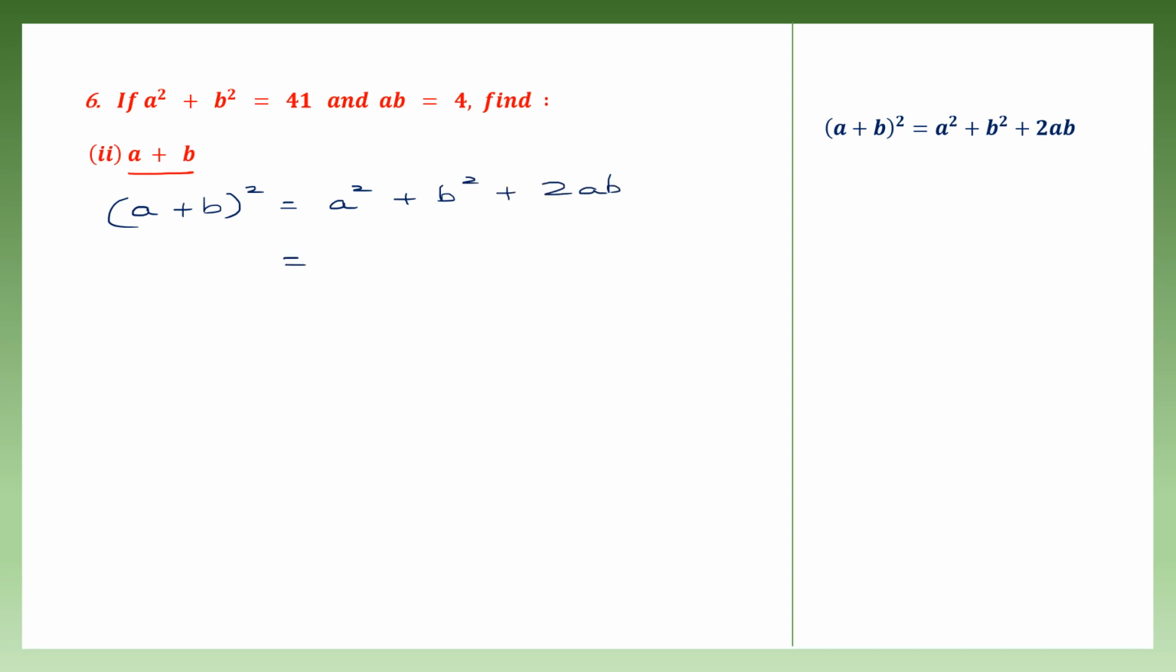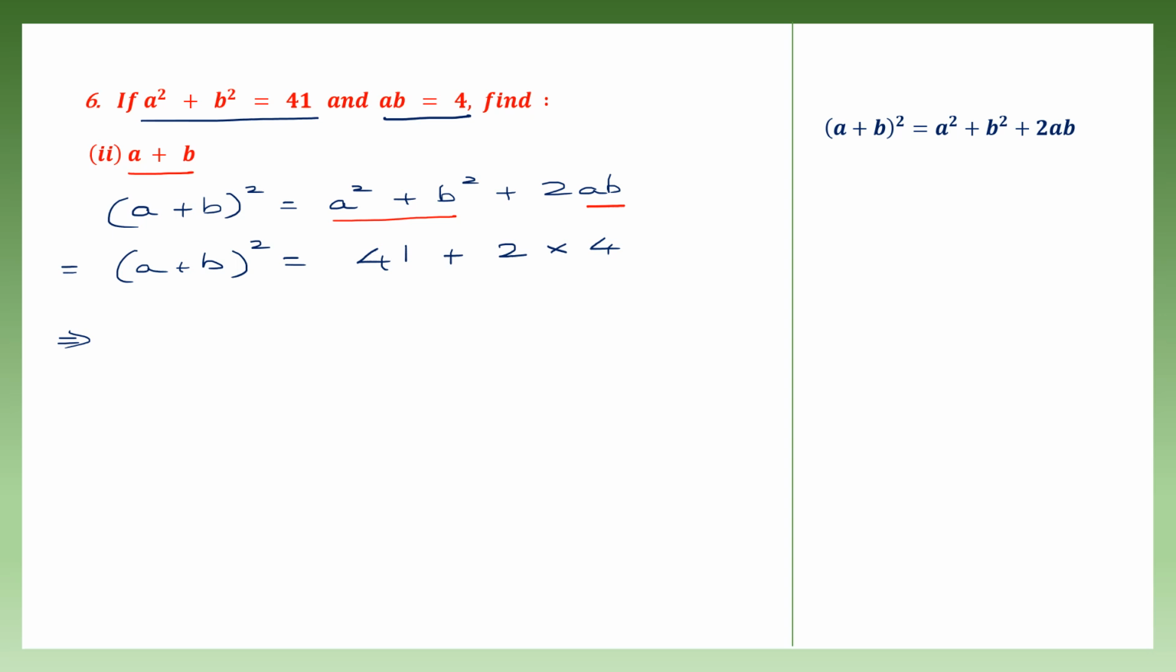Now here we know the value of a square plus b square. It is there in the question itself. So that is 41 plus 2ab, and ab also, the value is given to us in the question. ab is 4. So that is 2 into 4. So here what are we finding out? We are finding out (a plus b) the whole square.